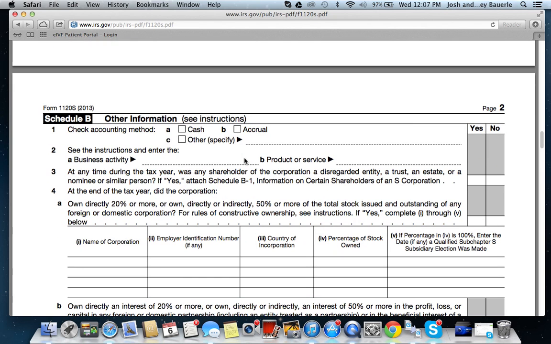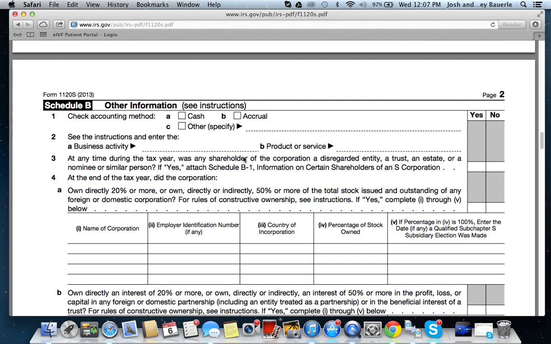So then we're going to go to page 2, and this is where we're going to have to check some boxes, go over some basic information on the company. So check the accounting method. Most of you will be cash payers, unless you've specifically elected to be an accrual basis. Okay, so cash basis just means that you recognize income and revenue when it's received. So you don't recognize revenue until someone actually pays you.